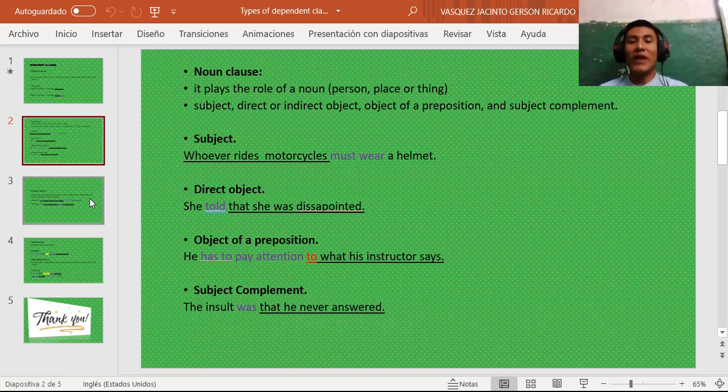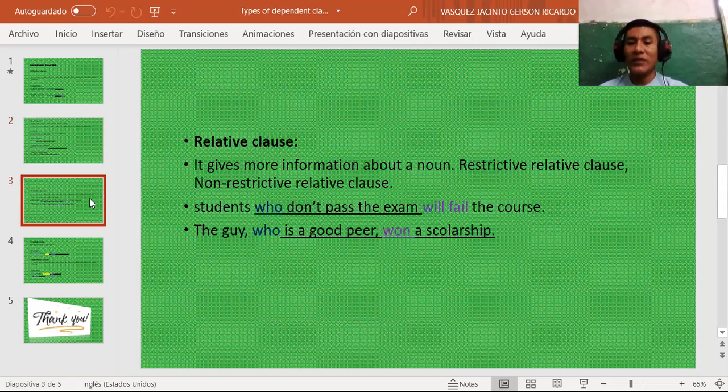Then we have a relative clause. A relative clause gives you more information about the noun. We have two different types of relative clause: a restrictive relative clause and a non-restrictive relative clause. Let's take the first one, the restrictive relative clause.